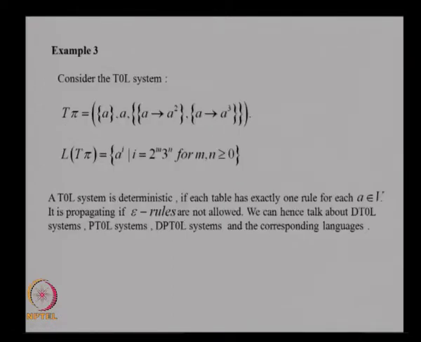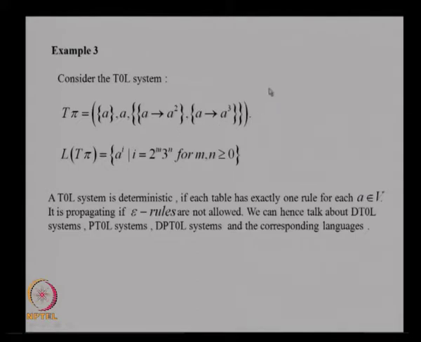Consider this example. You have only one symbol A, which is the axiom, and two tables are there. In one table you use the rule A goes to A squared, in another table you use the rule A goes to A cubed. So, suppose I start with A, the next step if I use this table I will get A squared, if I use this table I will get A cubed. So, A squared also belongs to the language, A cubed also belongs to the language.